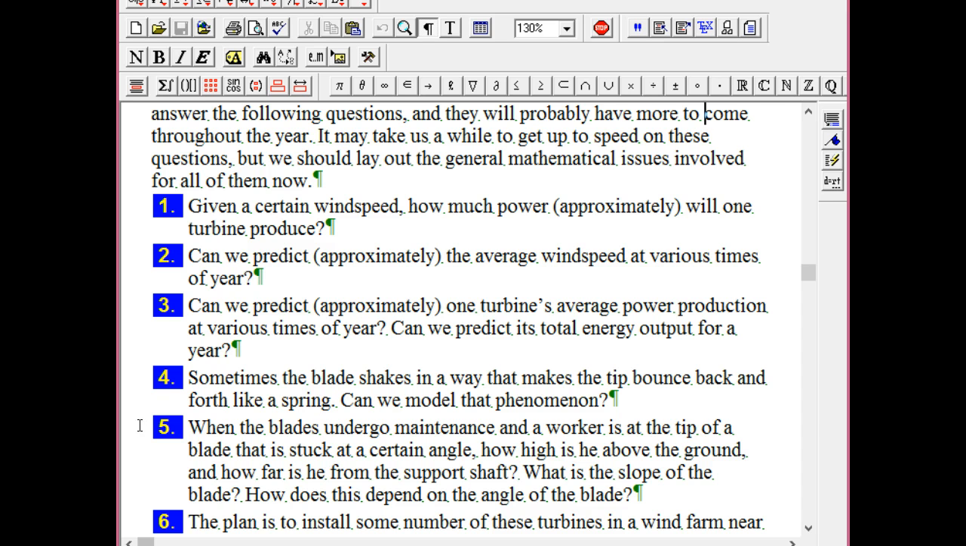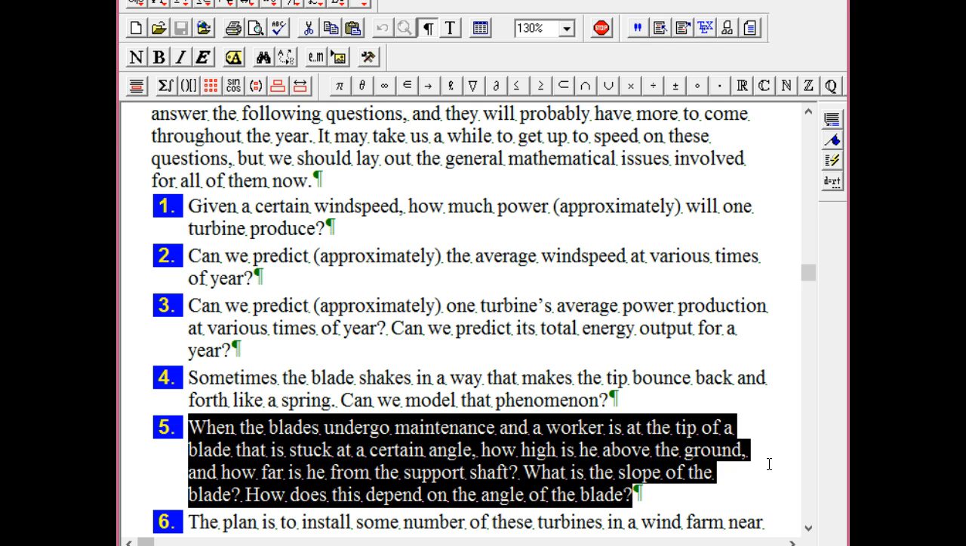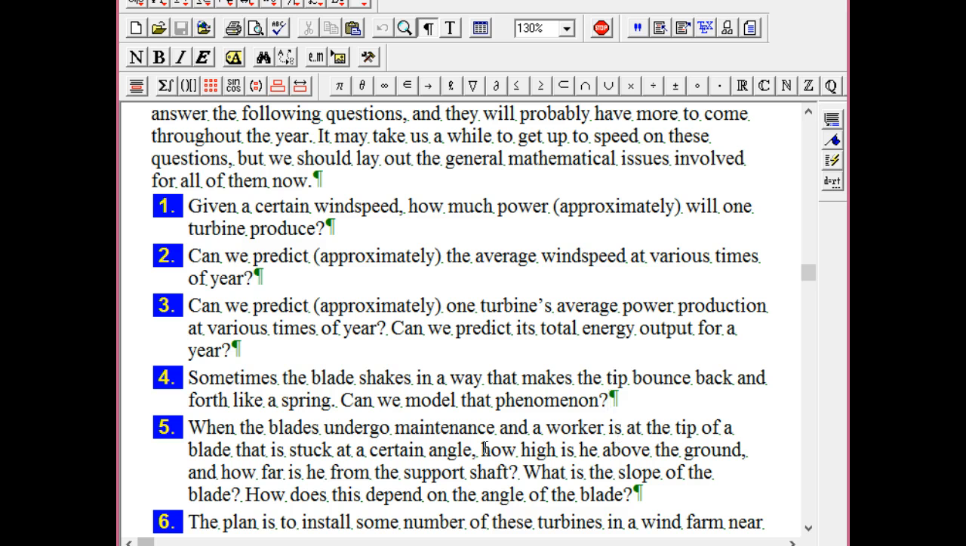And I want to actually jump over to 5. The order's a little bit weird because we're actually going to do this very early on. And it says, when the blades undergo maintenance and a worker is at the tip of a blade that is stuck at a certain angle, how high is he above the ground? How far is he from the support shaft? And some other stuff about the slope and the angle. And so I just want to think about that question.